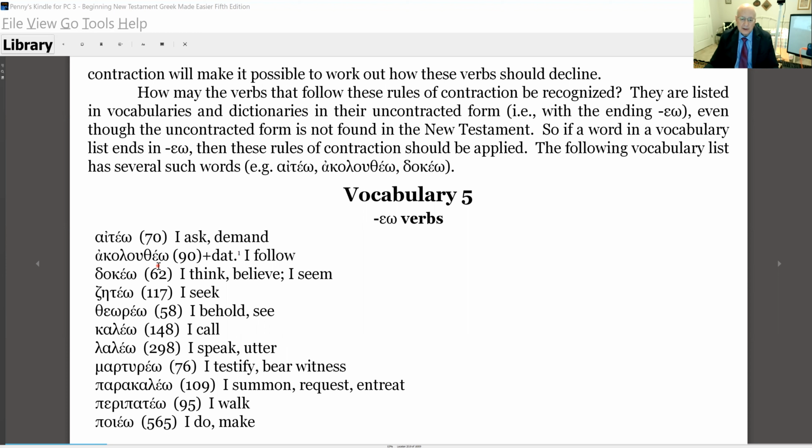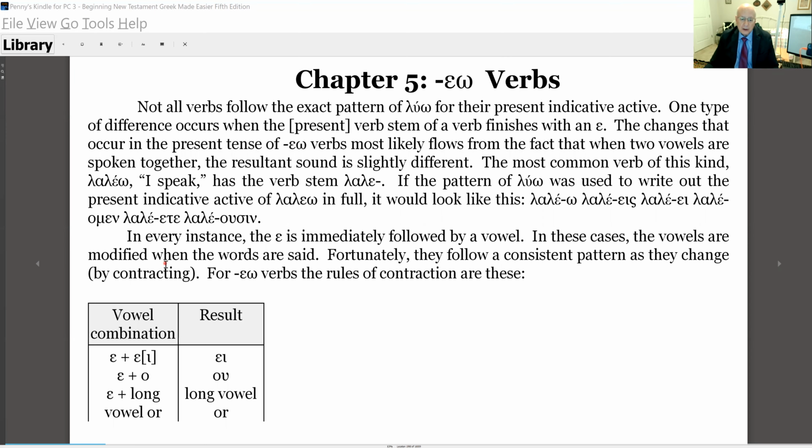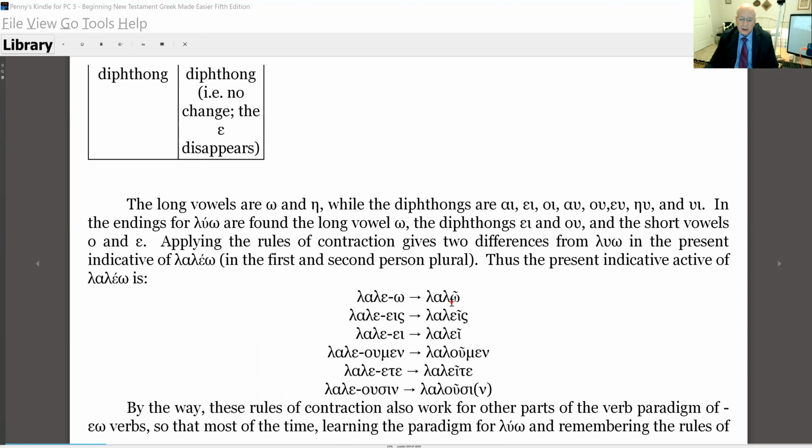It will show me that this is an epsilon omega verb, but in the New Testament, all these forms are shown as contracted, lalo, and the only thing we notice is the circumflex accent. The spelling changes only here. This is a mistake, by the way. This should be amen. Our ending is normally amen, but if you add it to epsilon, it becomes umen, again with a circumflex accent. Ete becomes eite with a circumflex accent.